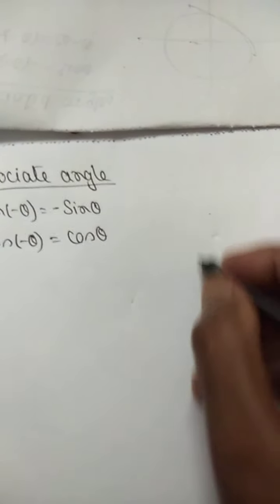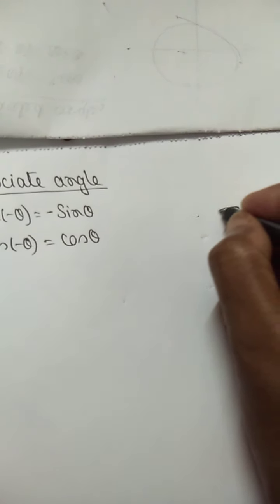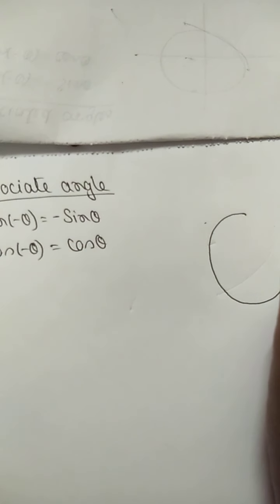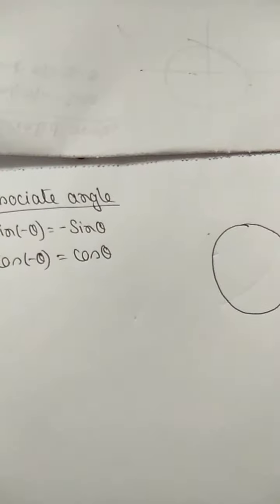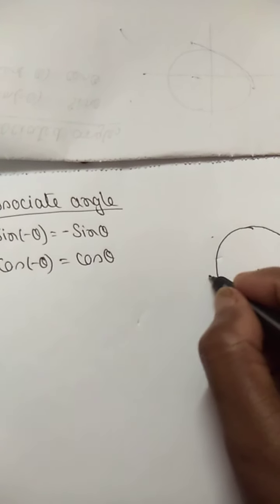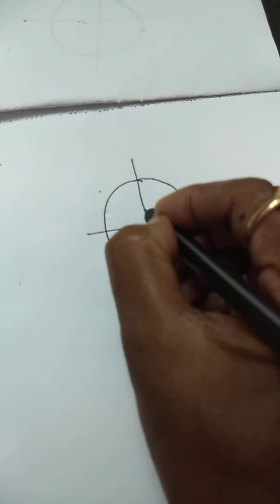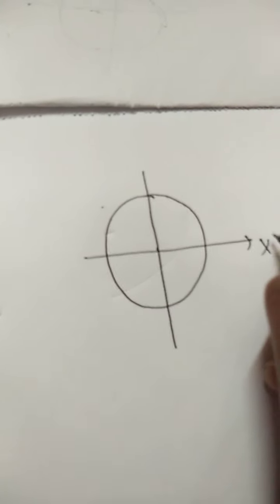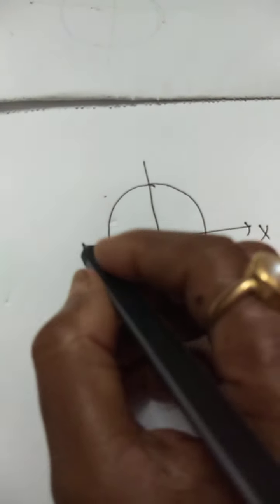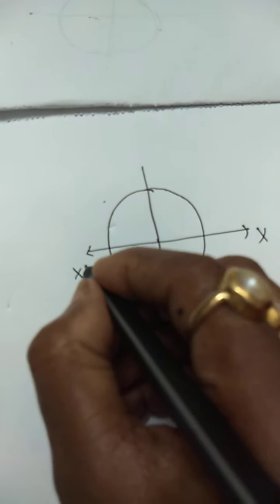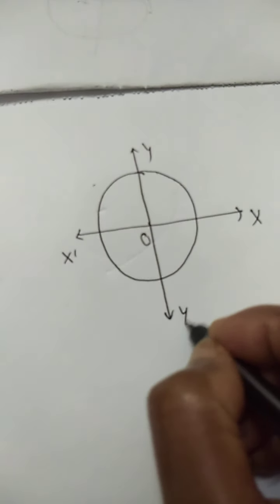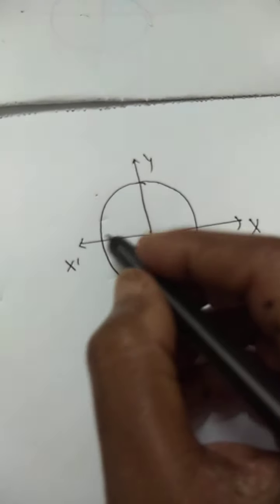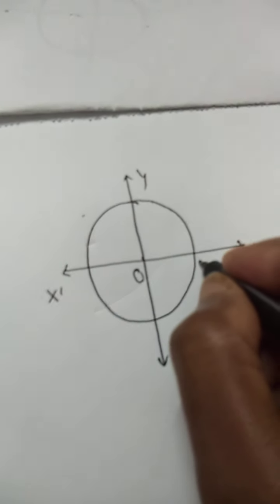So, let us first draw a unit circle with center O. Let O be the center of the circle. Let us draw two perpendicular axes through the point O. Let us mark these two axes as XOX dash and YOY dash. Let this circle cut the x-axis at the point A.